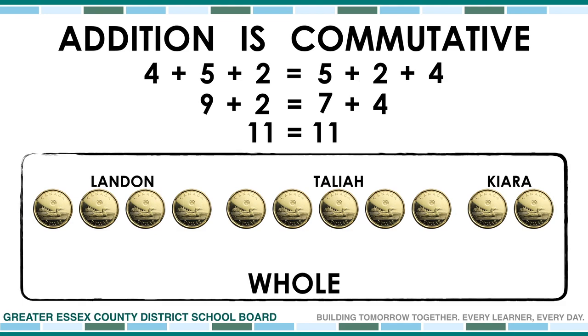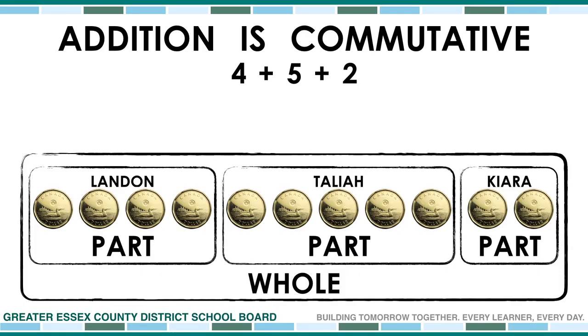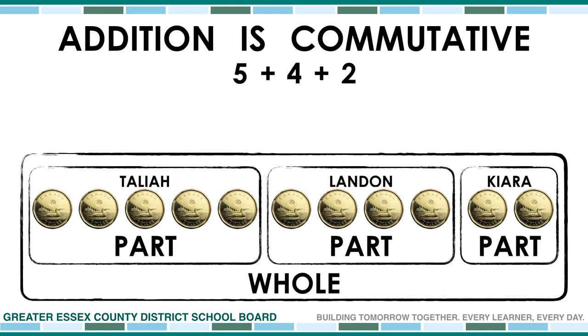Now, you might be wondering, why does any of this matter anyway? Well, the commutative property is extremely helpful for us to build number flexibility with addition, and you'll see in later videos with multiplication as well. Here's what we mean. Let's go back to the scenario with Landon, Talia, and Kiera. By being able to commute the addends, I can more easily add 2 of the parts that are easier for me to do in my head.